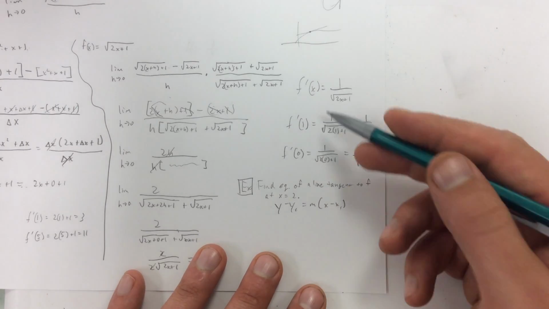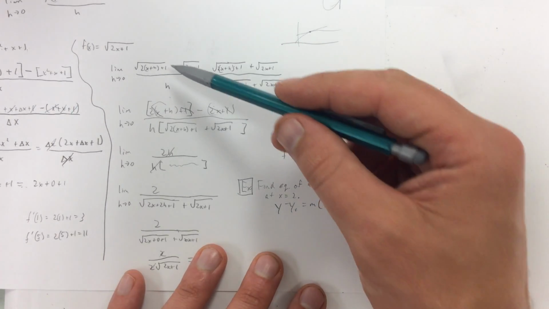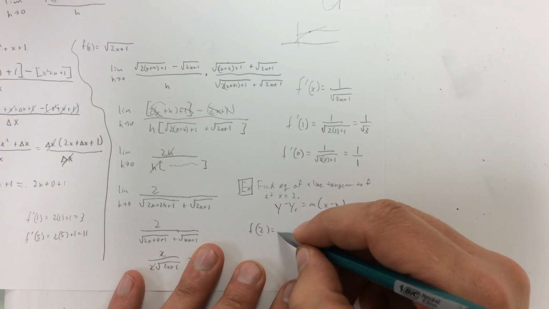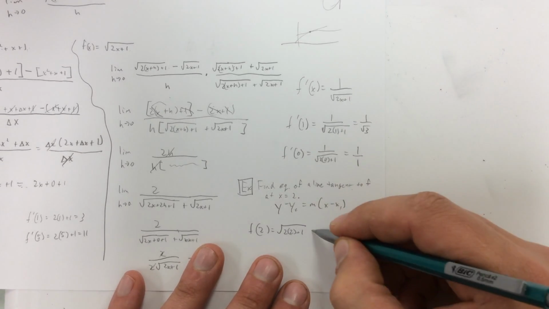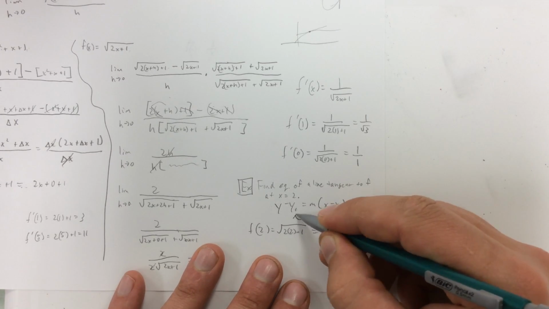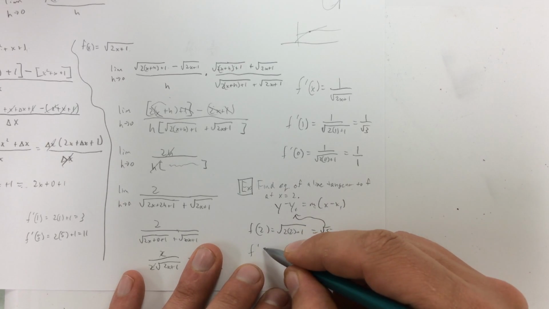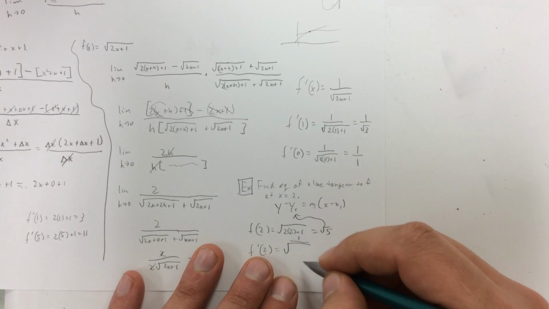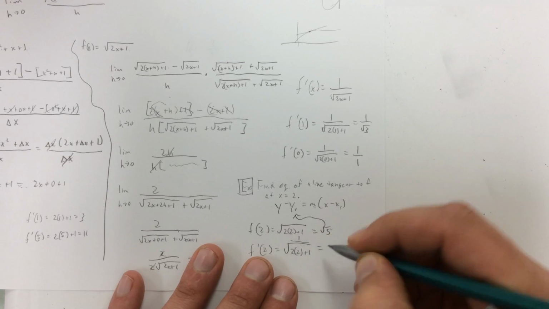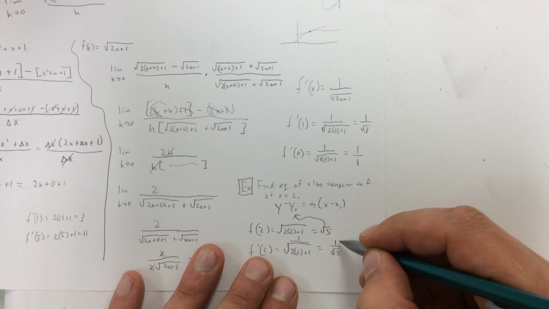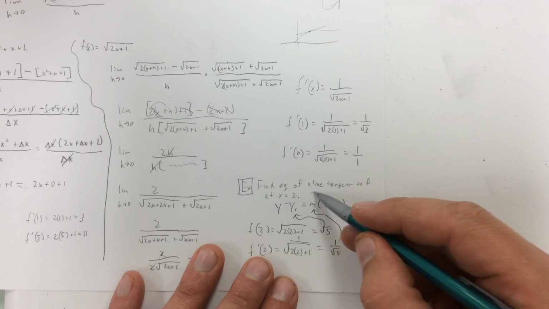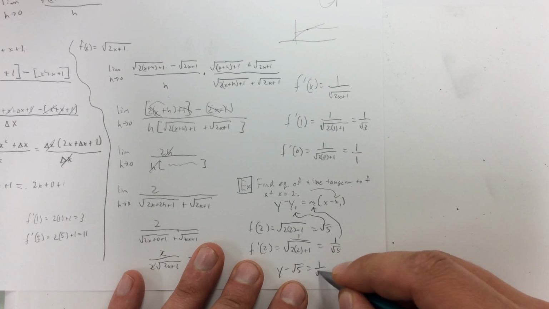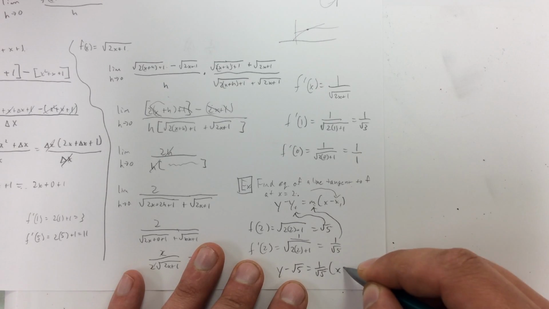So I got to find the y coordinate. That's not too hard. I'm just going to plug it into my original equation up here. f of 2 is going to be the square root of 2 times 2 plus 1. So the square root of 5. The slope, we use f prime of 2. 1 divided by the square root of 2 times 2 plus 1. So it's going to be 1 over the square root of 5. That goes right there. X value is 2. So my answer is going to be y minus the square root of 5 is equal to 1 over the square root of 5 times x minus 2.